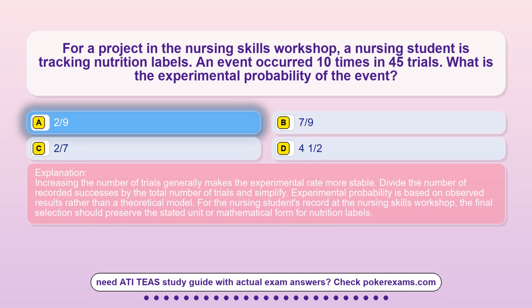Increasing the number of trials generally makes the experimental rate more stable. Divide the number of recorded successes by the total number of trials and simplify. Experimental probability is based on observed results rather than a theoretical model. For the nursing student's record at the Nursing Skills Workshop, the final selection should preserve the stated unit or mathematical form for nutrition labels.